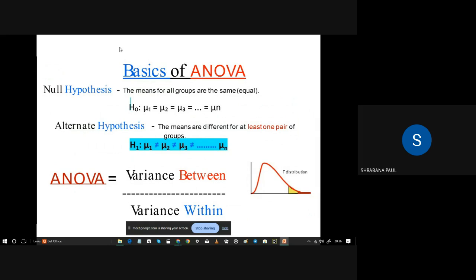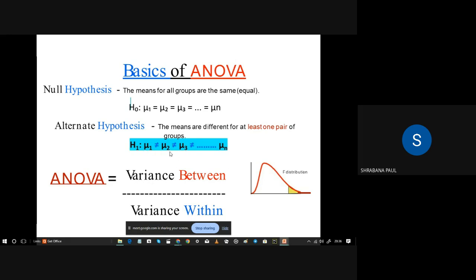Null hypothesis. In the null hypothesis under ANOVA, we hold that the means of all groups, in the sense all samples, are the same. The null hypothesis says H naught: mu1 equals mu2 equals mu3, and the alternate hypothesis states that there will be a different mean for at least one pair of groups, that is, mu1 might not equal the rest of the groups.